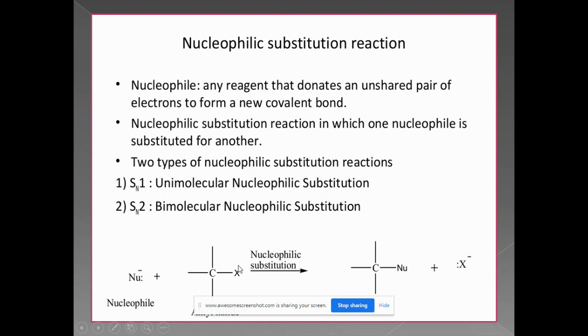which has a good or better leaving group. The nucleophile will attach to this carbon atom, and as the leaving group is highly electronegative, it will be removed from here. By removing the halogen, X negative, the nucleophile takes its position here. In this way, nucleophilic substitution takes place.